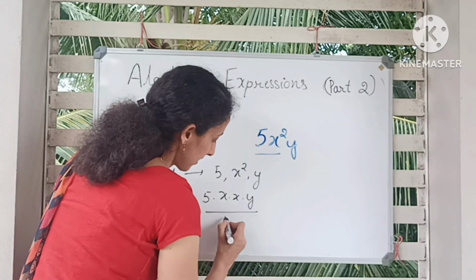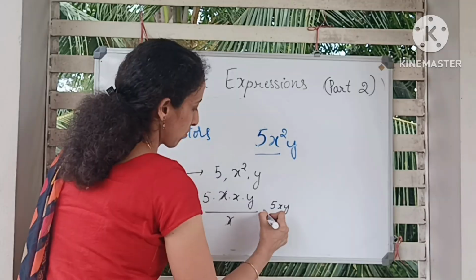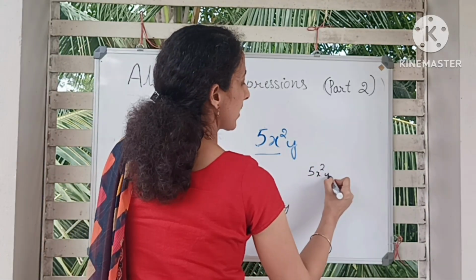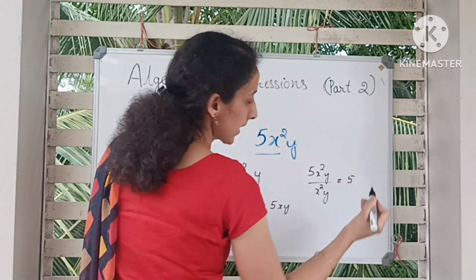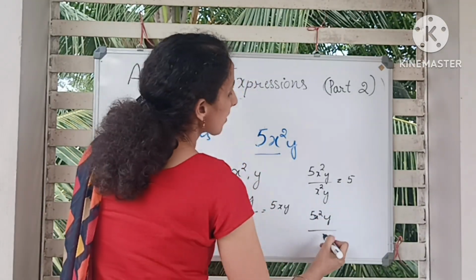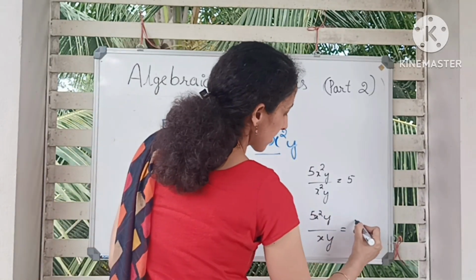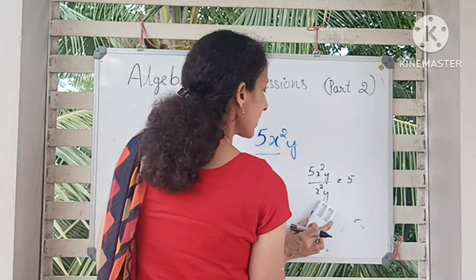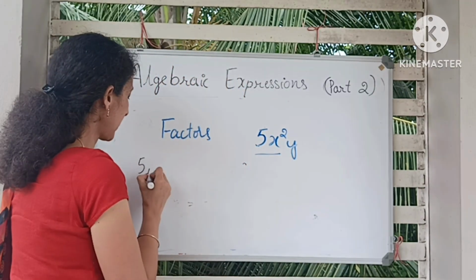If we divide this by x, 1x gets cancelled, we get 5xy as quotient. Similarly, if we divide 5x square y by x square y, we get 5 as quotient. If we divide 5x square y by xy, 1x gets cancelled and we get 5x as the quotient.